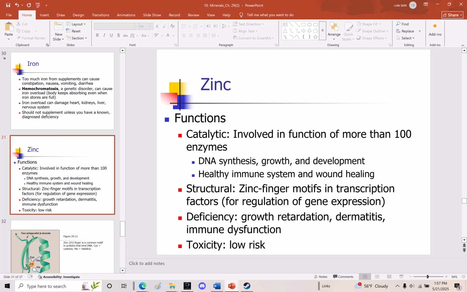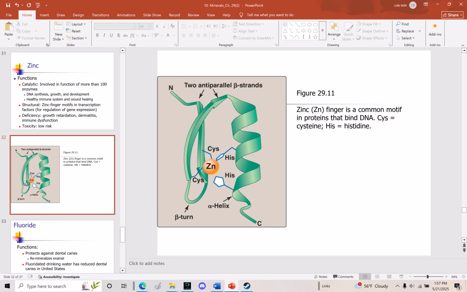Here's its role in zinc fingers. So this is a zinc finger, and here's the zinc. And this zinc is important in order for our transcription factors to bind DNA. So without this zinc, these transcription factors can't bind DNA, which means they can't regulate gene expression. So a zinc finger is a common motif in proteins that bind DNA. And what are those proteins called? They're called transcription factors. Again, we'll talk about that after the exam a lot more.